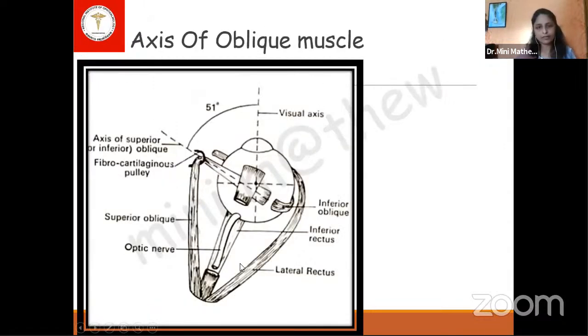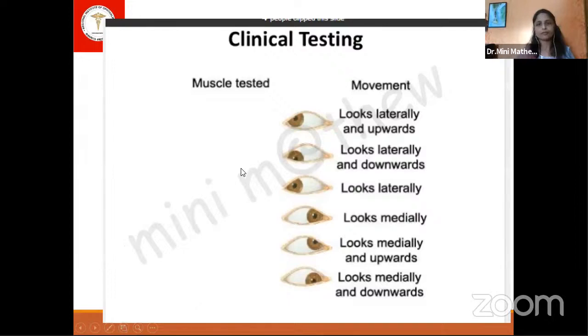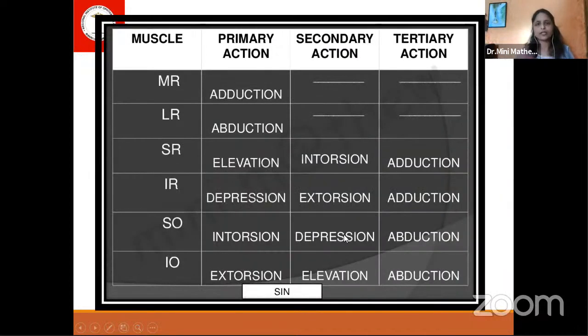In the case of the oblique muscles, from the trochlea, they have an insertion which is at 51 degrees to the visual axis. So once the globe adducts, the main elevator is the inferior oblique, and the main depressor is the superior oblique. Now coming to the muscles which help us look upwards in the lateral position: superior rectus and inferior rectus; adduction and abduction: lateral rectus and medial rectus; and in the medial position, upwards and downwards, we have the inferior oblique and superior oblique. So this chart gives us an idea about the primary, secondary, and tertiary actions.